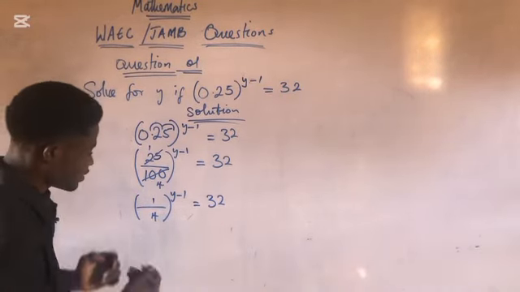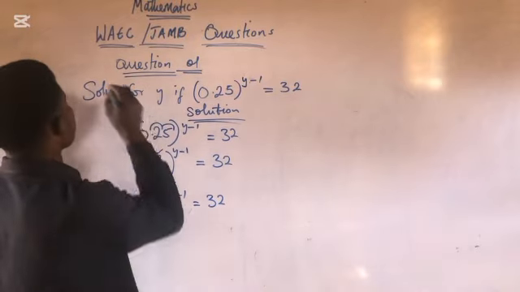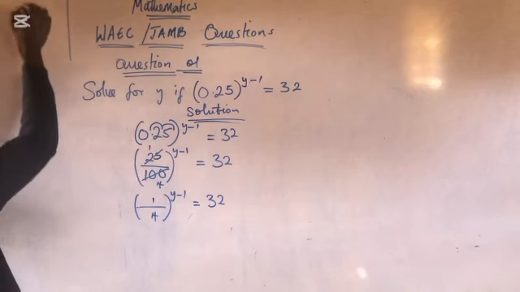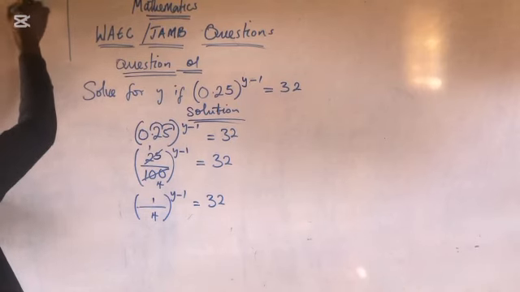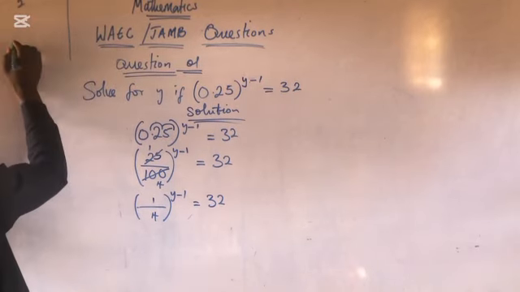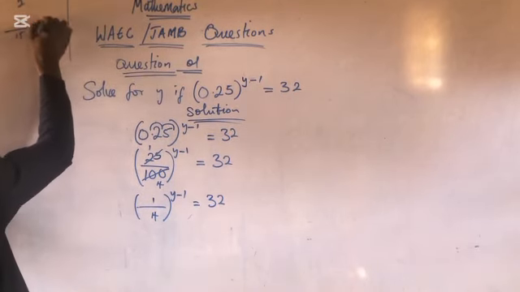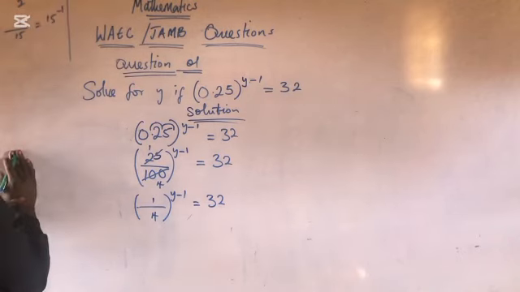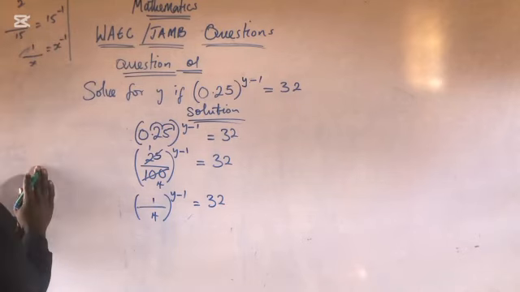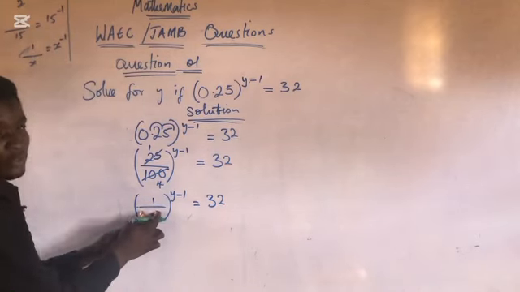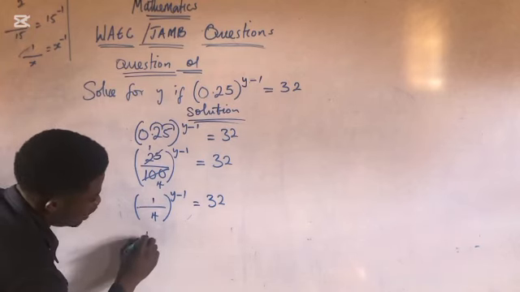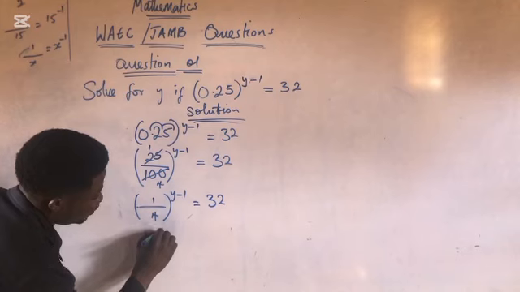What do we do next here now? We are going to remember one of the laws of indices. If you have 1 over 2, it is equal to 2 raised to the power minus 1. That's the negative index law. If you have 1 over 15, it means 15 raised to the power minus 1. If you have 1 over x, it means x raised to the power minus 1. We apply the same thing here. So 1 over 4 will give you 4 raised to the power minus 1.